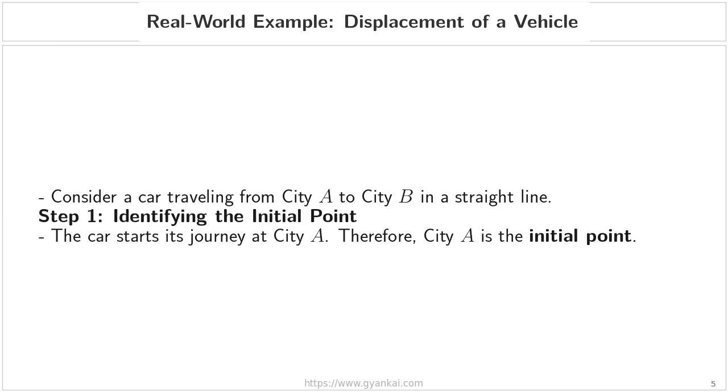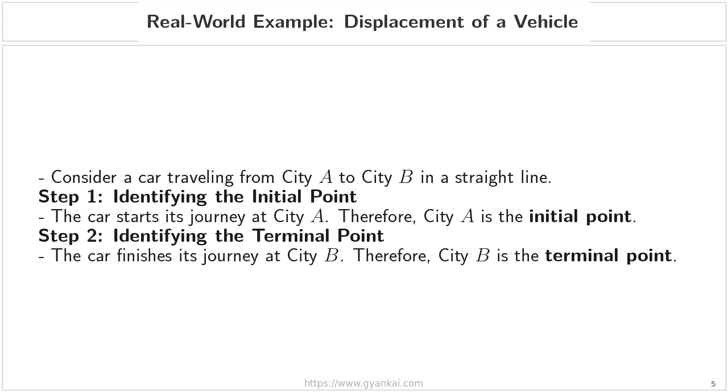First, let's look at step 1, identifying the initial point. Since the car begins its journey at city A, it serves as our starting position. In vector terms, this means city A is our initial point, or what we previously called the tail of the arrow. Moving to step 2, we identify the terminal point. The journey concludes when the car reaches city B because this is where the movement ends. City B is our terminal point, or the head of the arrow.